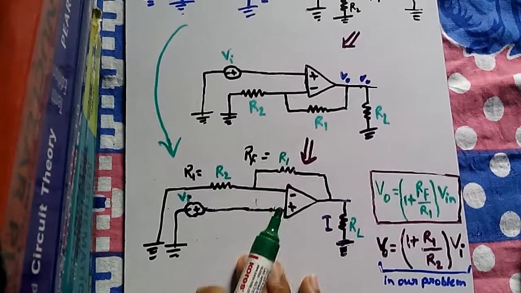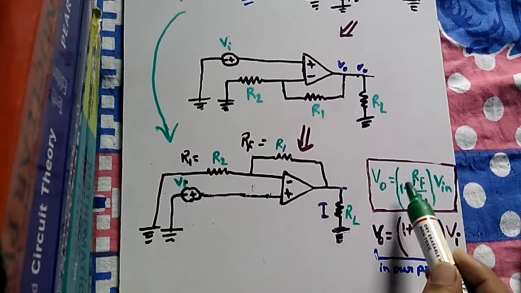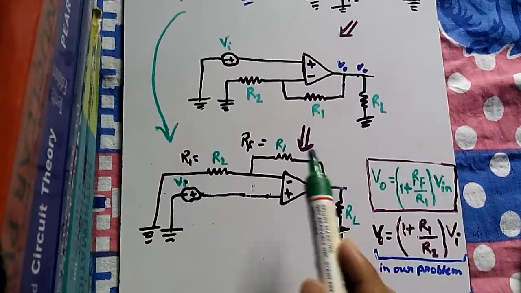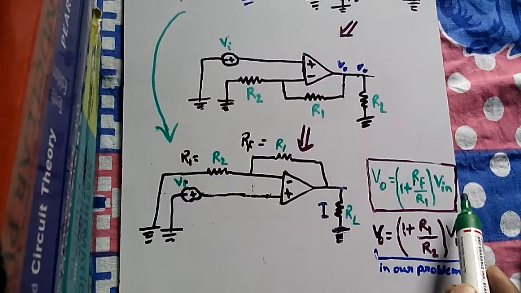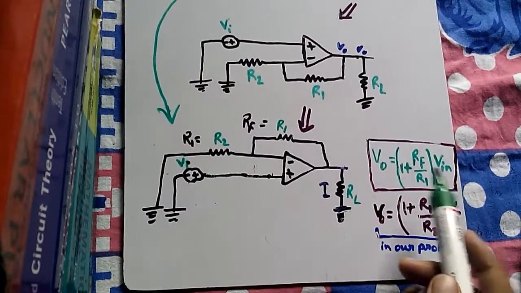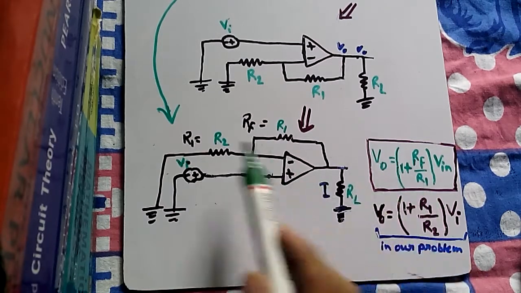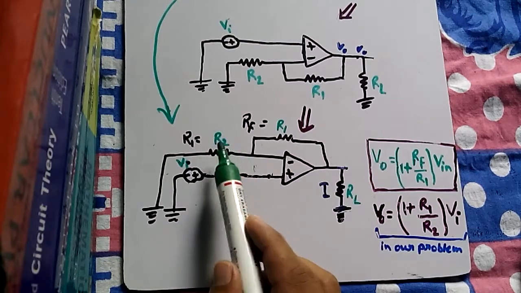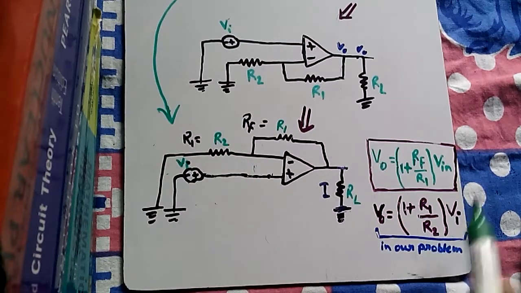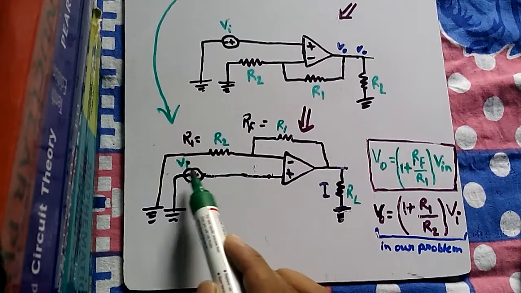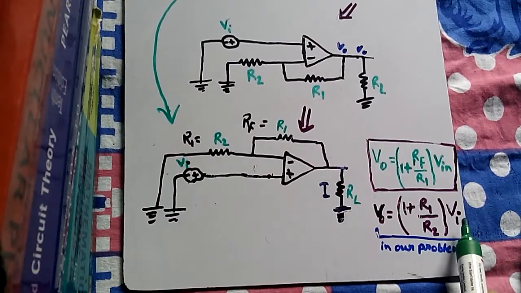Now what is the output for a non-inverter circuit with feedback? The output is 1 plus Rf by R1 into V input. Now in our problem Rf is equal to R1, so we write 1 plus R1 by R1, and R1 is actually R2 as given in our problem, so it is R2 into V in, and V input is Vi. So this is our output.